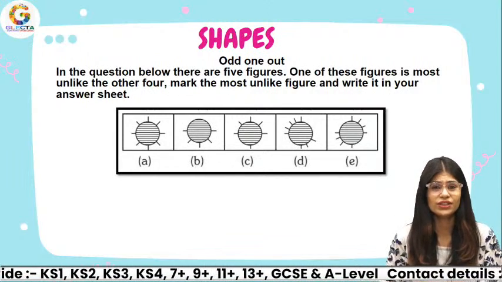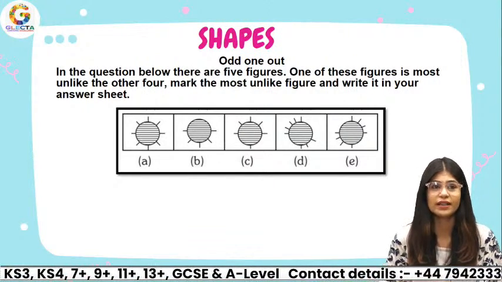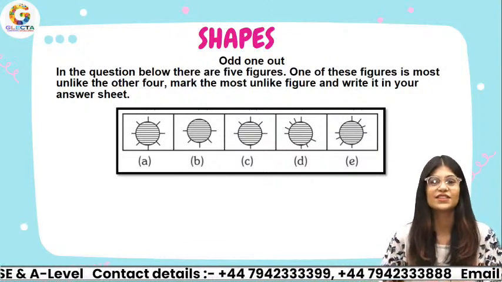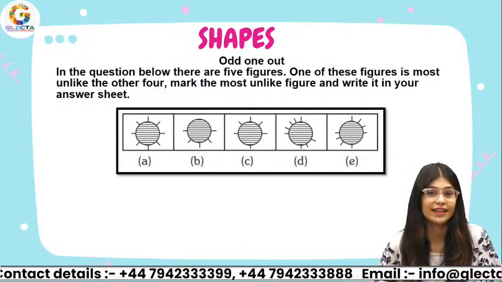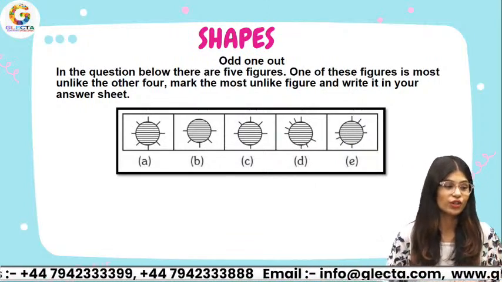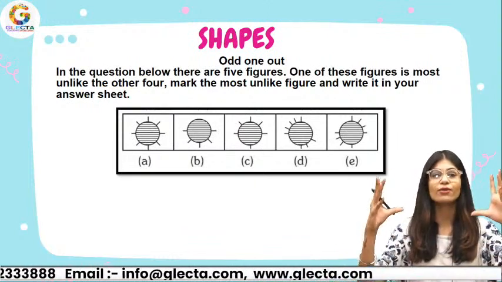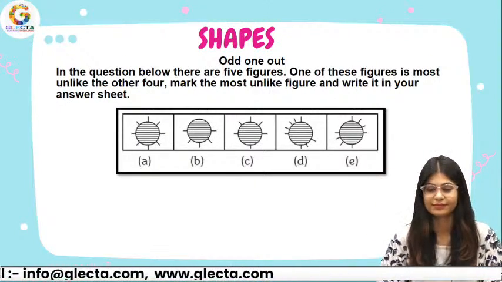Well, they're all circles, 0 sides. What do I do now? Well, don't worry. Other than the circle, you also do see the lines. So what you have to do is count the number of lines that are coming out from that circle.